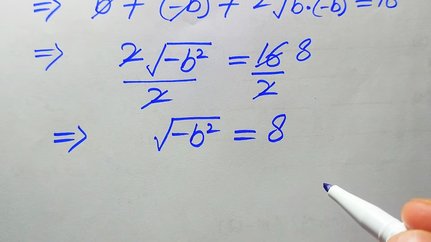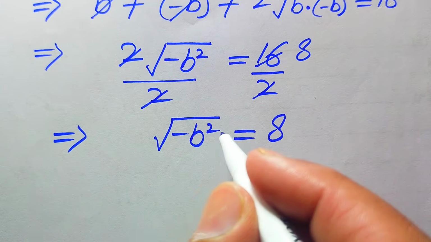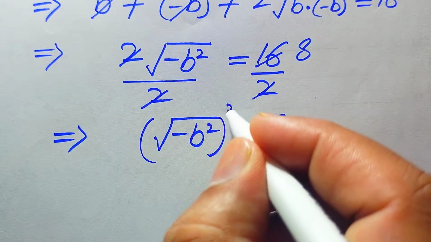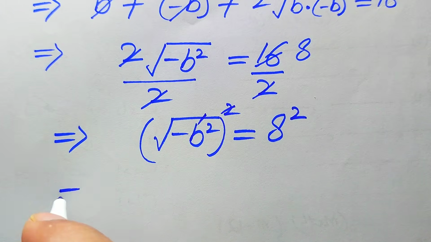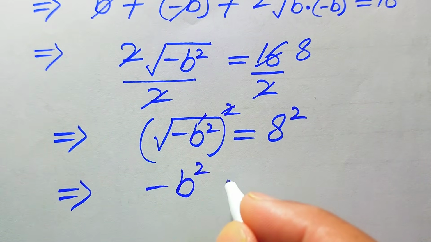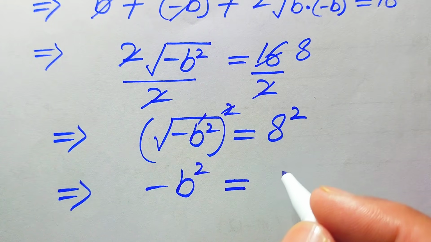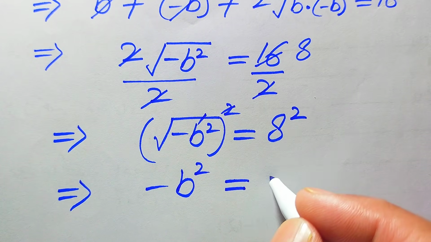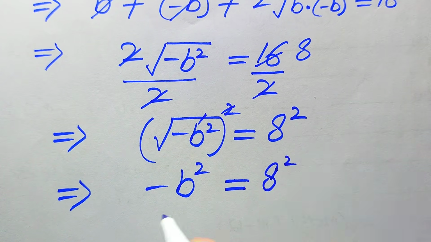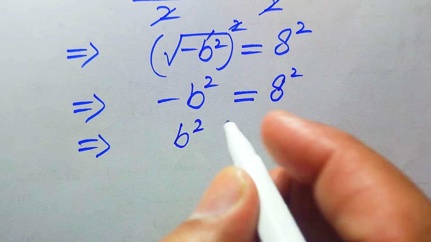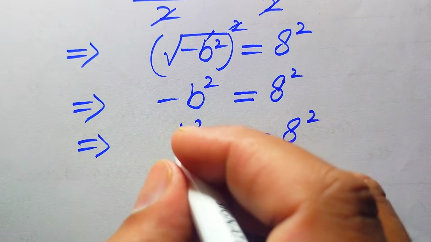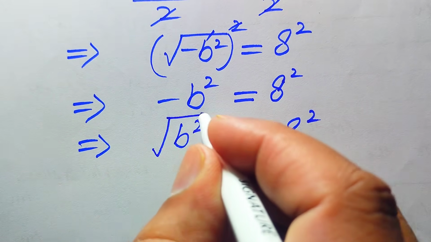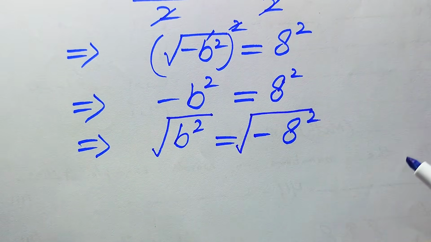Further we find the values of b. For this we again take a square on both sides in order to remove the square root sign. When we apply squaring again, the square and square root are gone, and we get -b² = 8². Here we move the negative sign to the right hand side, and we get b² = -8². For the values of b, we take the square root on both sides in order to remove the square sign.